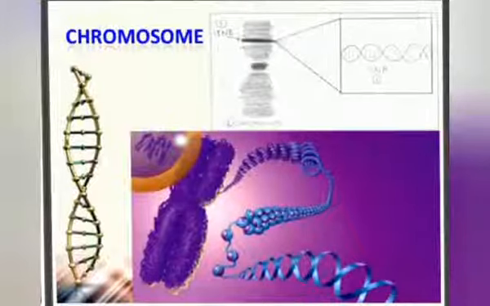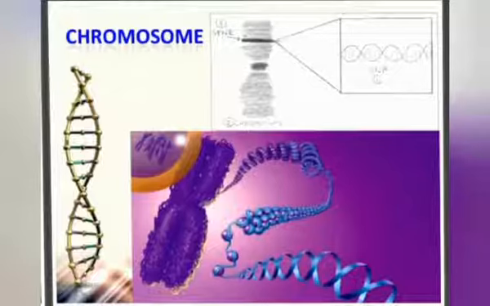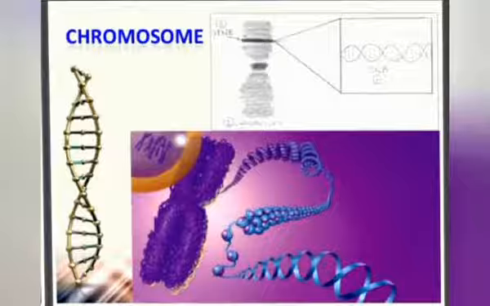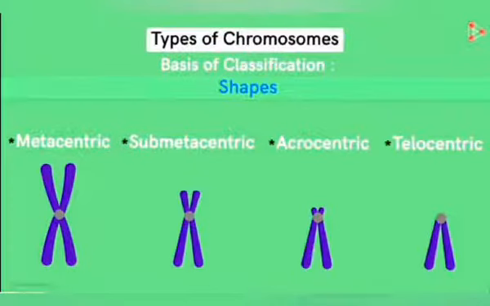The chromosomes are of different types depending upon the position of the centromere. These types are metacentric, submetacentric, acrocentric or subtelocentric, and telocentric. We will discuss them one by one.